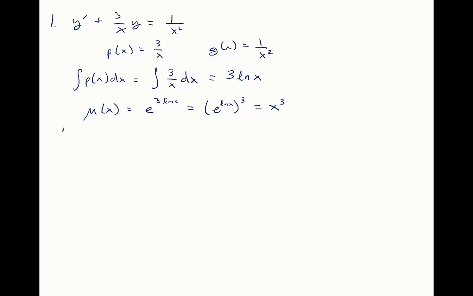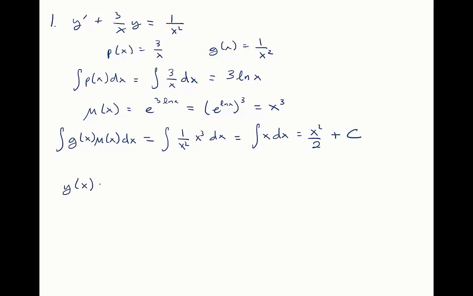Next thing we need to do, take the integral of g of x times the integrating factor. This is a pretty simple case. It's nice. Remember your plus c. So then our final answer is this integral, which gives us x squared over 2 plus c, divided by our integrating factor, x cubed, and if we clean that up, we get, okay, that's our final answer.